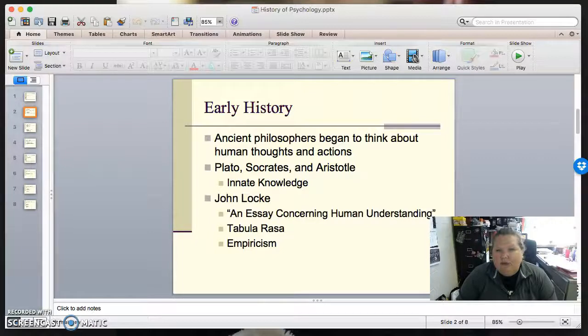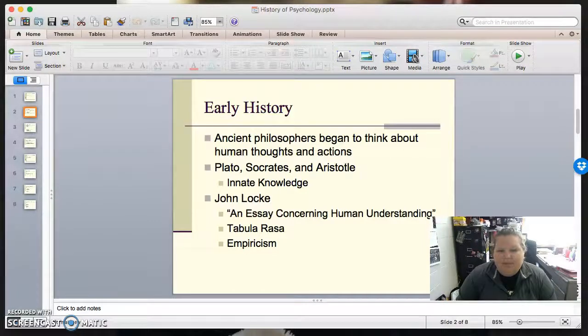So we first have Plato, Socrates, and Aristotle, and all of those individuals believed in what's called innate knowledge, which is basically that we're born with the ability to have all of the knowledge that we need built in with us. So when you were born as a kid, you have all the knowledge you need in the world. Now, obviously, that doesn't make a whole lot of sense, so that was expanded upon as we got further along, but that was the first idea of psychology, or psychology's first roots, with the ancient philosophers.